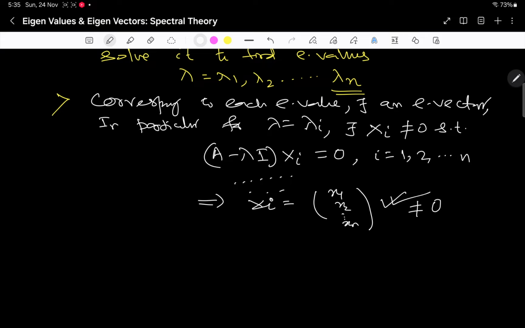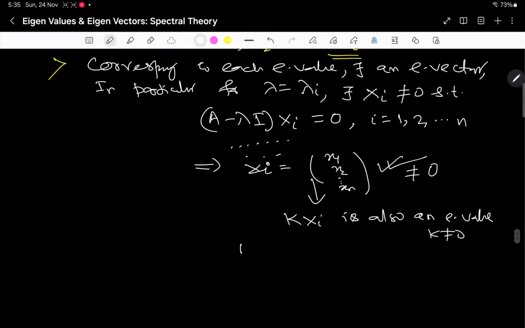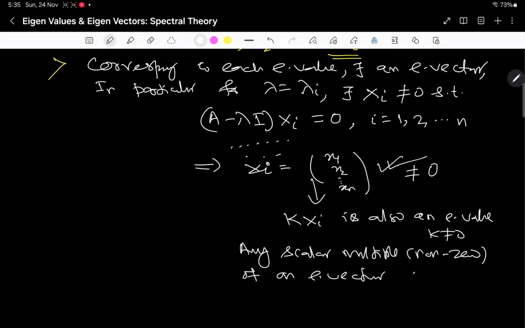Now you note that if xi is an eigenvector, so also k xi is an eigenvector, where k is not equal to 0. That means any non-zero scalar multiple of an eigenvector is also an eigenvector.